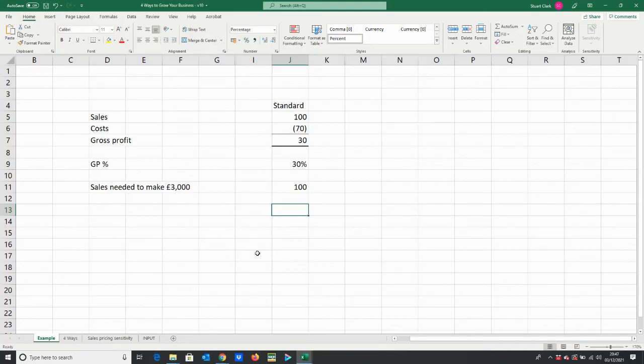So let's look at a very simple profit and loss, gross profit. Sales of £100, cost of sales 70, a gross profit of 30. So a 30% margin. That means if they've got £3,000 of admin expenses they need to cover each month, they need to make 100 sales in order to break even.